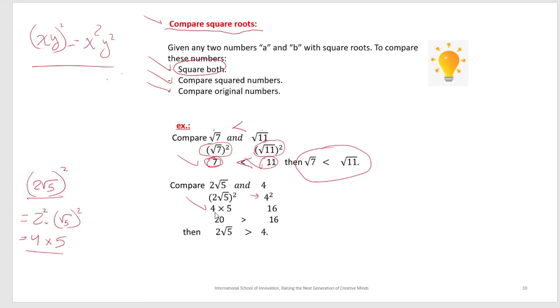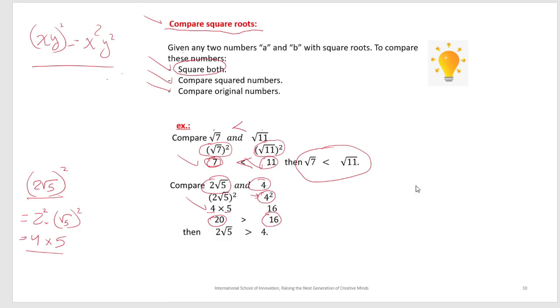2 squared is 4. Radical 5, when you make it squared, you will get 5. Not 25, it is 5. 2 times 2 is 4. Radical 5 times radical 5, it's 5. And we compare, we square the right side, which is 4 squared, 16. 4 times 5, 20. And here 16, this is greater. Since 20 is greater than 16, so this is greater than this.